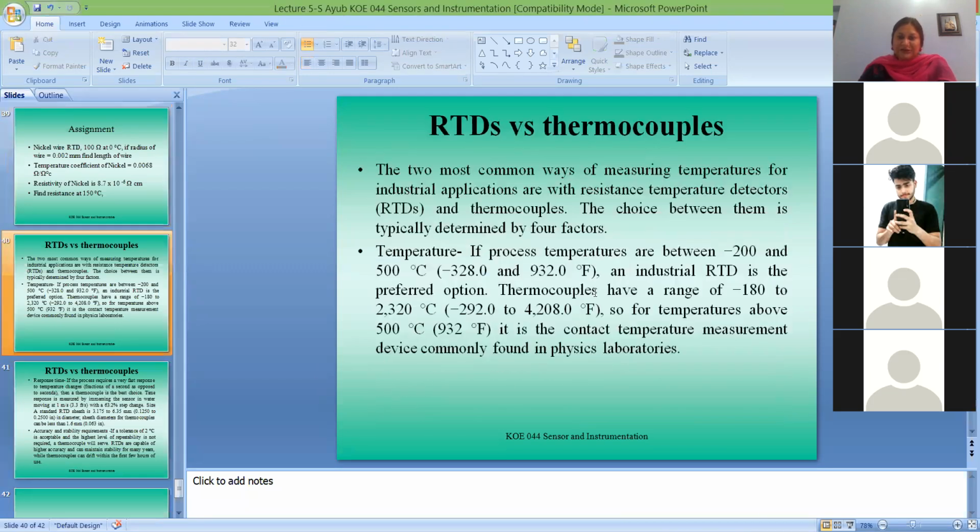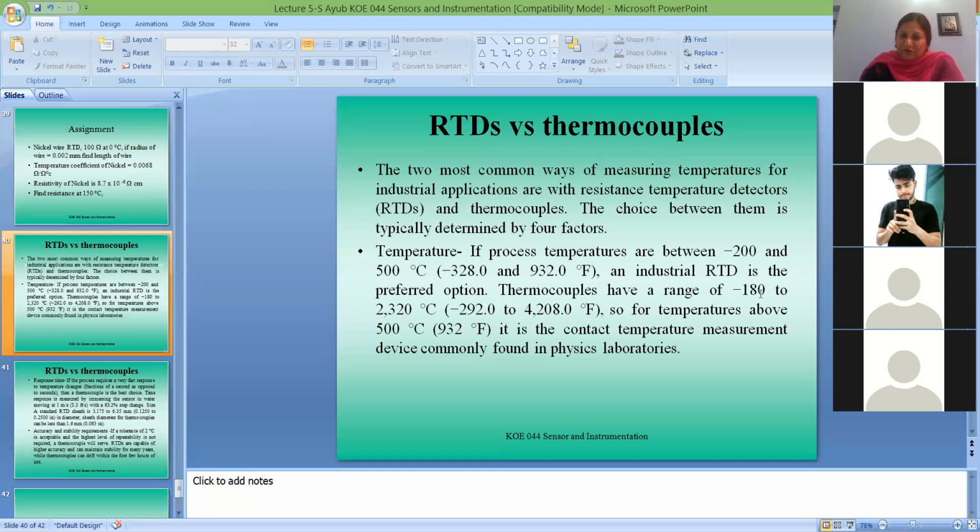And just we'll shortly see the difference between RTDs and thermocouples, which is better, what are the differences, which to use and which not to use, where to use. The two most common ways of measuring temperatures for industrial applications, we know RTDs and thermocouples, because there are others also, but today we have seen RTDs and thermocouples, so we'll talk about RTDs and thermocouples only. So first point of difference is temperature. If process temperatures are between minus 200 to 500 degrees Celsius, that is minus 328 and 932 degree Fahrenheit, and industrial RTD is the preferred option.